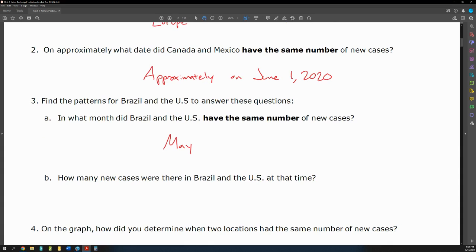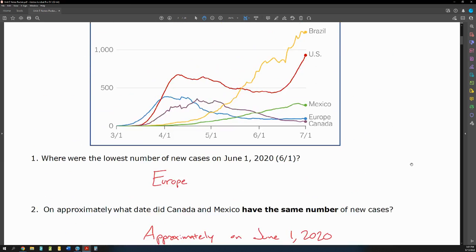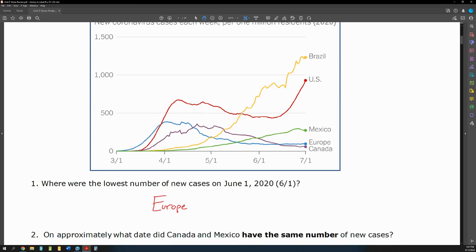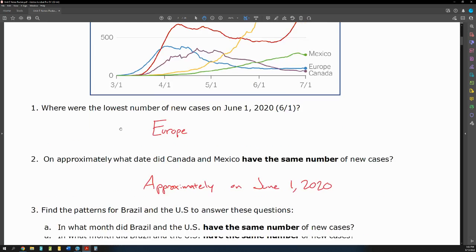3B, how many new cases were there in Brazil and the US at that time? So looking at where they have the same number of cases, over on the y-axis, we can see about how many cases that was. All the way over here, we've got around 500 cases, or maybe just under 500.